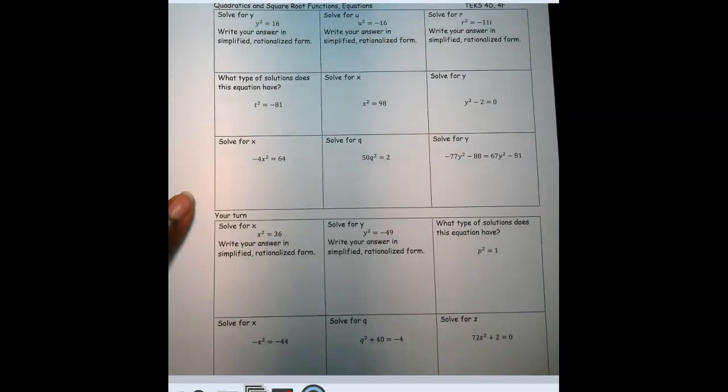All right, let's go ahead and look at some examples. We have y squared is equal to 16, and on every single question we're always going to write our answer in simplified or rationalized form. So y squared equals 16, you just take the square root of each side. Therefore y is equal to either 4 or negative 4.